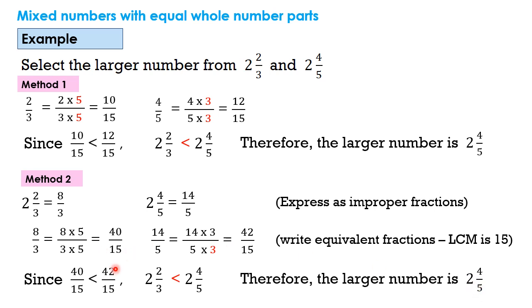So this is the second method. In the second method, by converting the given mixed numbers into improper fractions and equalizing the denominators of the improper fractions, we can compare the two given mixed numbers. Here we should follow 3 steps. First, express as improper fractions, then write equivalent fractions using the LCM. Finally, we decide which is the larger mixed number out of the given mixed numbers.